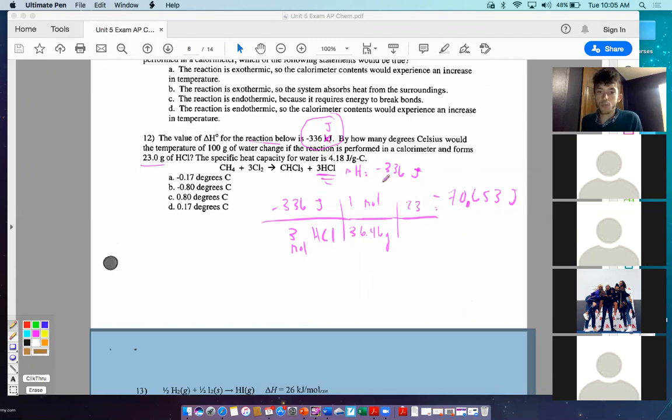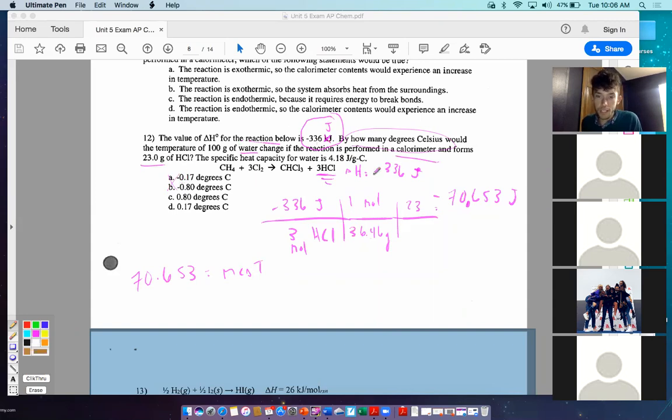So the reaction releases that much energy. That means my water in the calorimeter absorbs that much energy. So I can say that the energy absorbed by my water is this value, and that's going to equal MC delta T. And I know the mass of the water is 100, and the specific heat capacity. I can solve for the delta T, which is what I'm being asked. By how many degrees Celsius does the water change? Of course, it's not going to be negative. I can eliminate those answers right away.